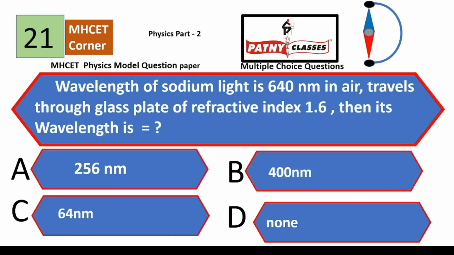Question number 21. The wavelength of sodium light is 640 nanometer in air. It travels through a glass plate of refractive index 1.6, then its wavelength equals how much? Option A 256 nanometer, option B 400 nanometer, option C 64 nanometer, option D none.